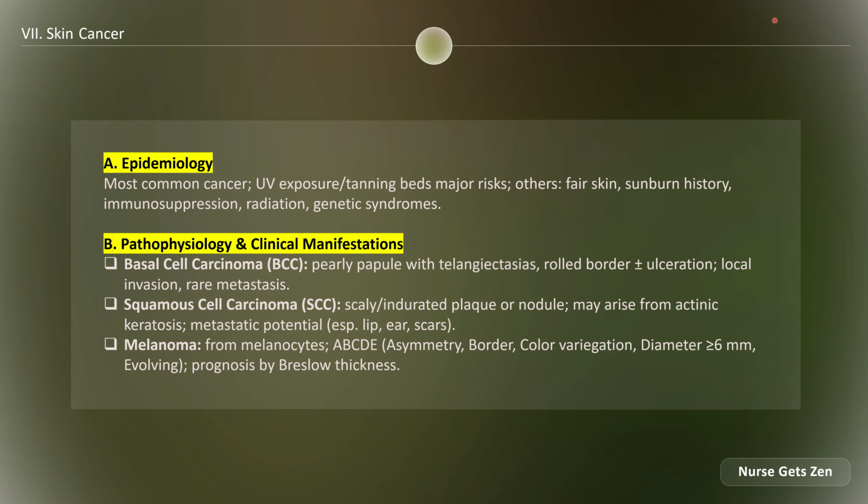Treatment of skin cancer can be very complex, including surgical excision, cryotherapy, radiotherapy, topical chemotherapy, and photodynamic therapy. So this is another skin disorder. Patients with skin cancer might have to deal with body image disturbances.